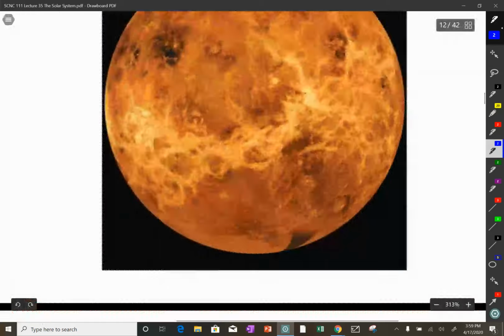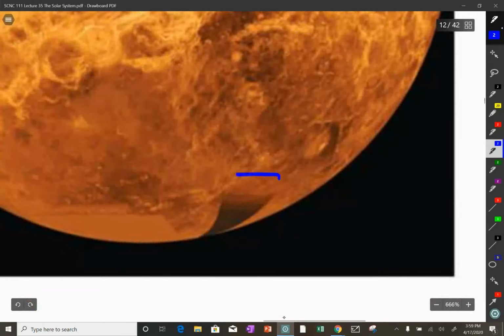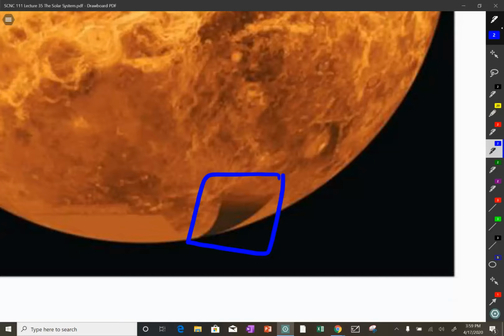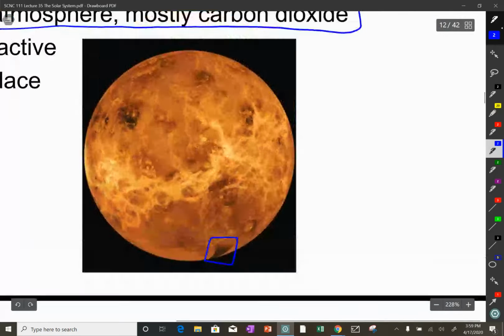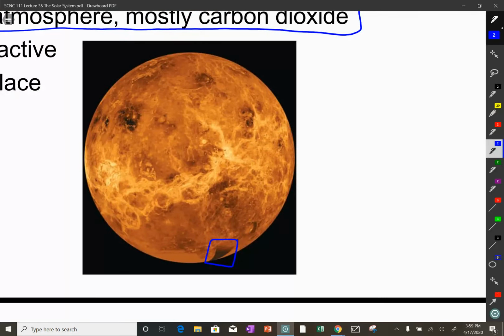And I want to point something out. This here is an artifact. It's an artifact of the composite image. To get this image, they have satellites that orbit Venus and are constantly taking pictures. And then they take those pictures and they combine the pictures, matching up the features to get the entire picture. So this is what we call a composite image.